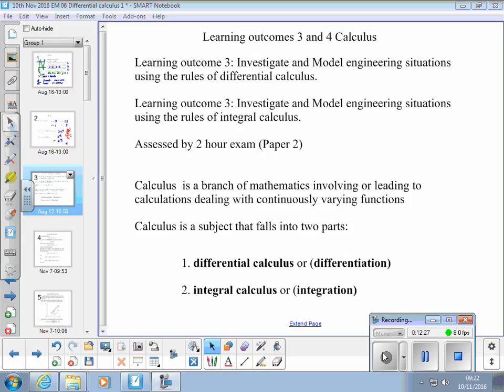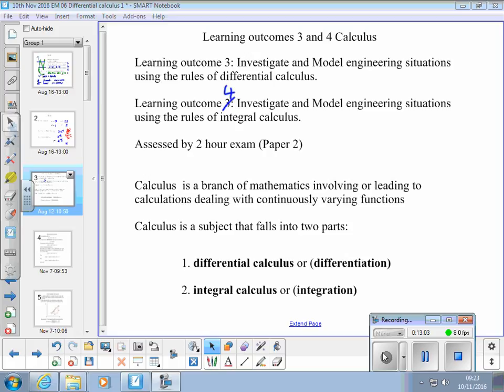Learning outcome 3, investigate and model engineering situations using the rules of differential calculus. Learning outcome 4, investigate and model engineering problems using the rules of integral calculus. So, 2 different halves to calculus. As you'll find out, once we've done both of them, they're mathematical opposites of each other. If we differentiate a function and then integrate it, we end up back where we started. It's a bit like multiplying and dividing, adding and subtracting, and so on.